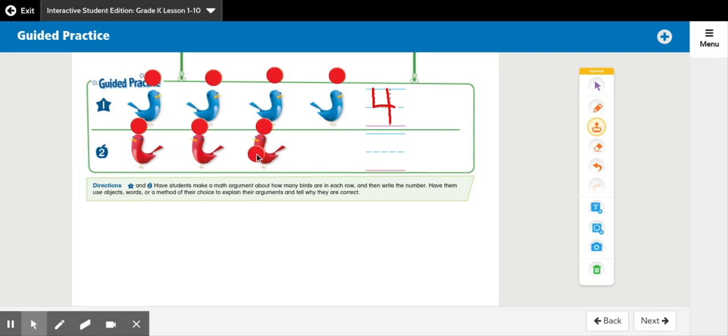So we have 3 counters for 3 birds. So our argument would be there is 1 counter for each 1 bird. So there are 3 counters for 3 birds. Now write the number 3. Good job. All right, turn the page to 43.